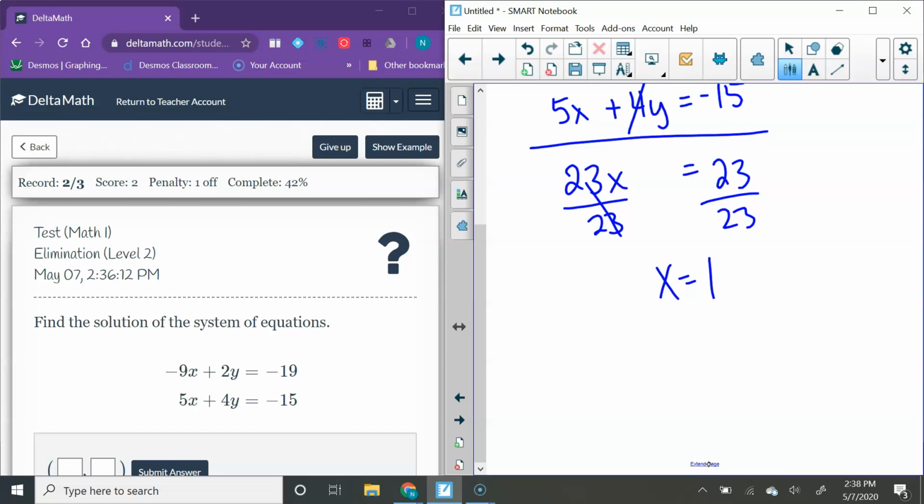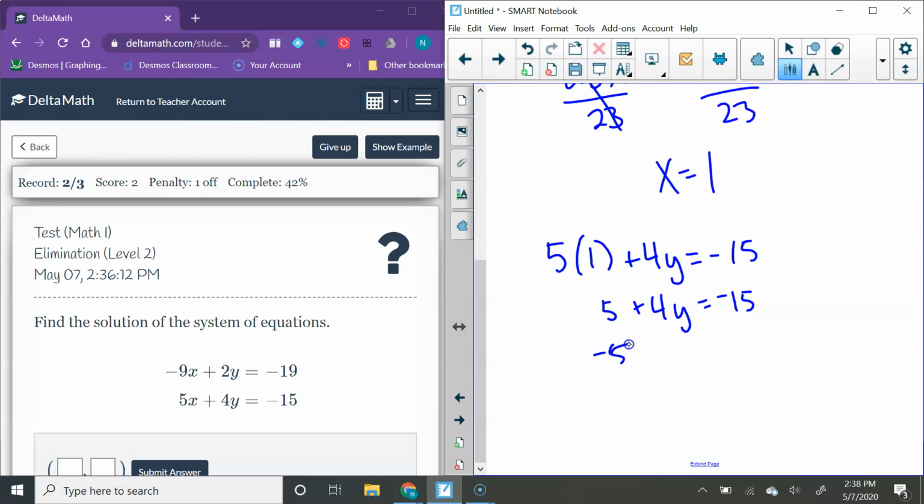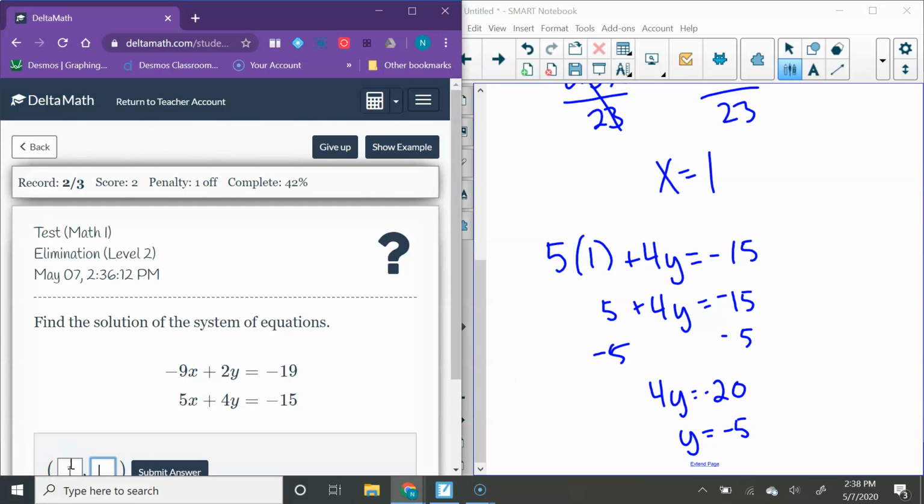Okay, you just got to plug that back in. So I'm going to use the bottom equation this time. It just looks easier to me. So I've got 5 plus 4y equals negative 15. I'm going to subtract the 5. So 4y equals negative 20. And so y is going to equal negative 5. So I should have 1, negative 5 for this one.